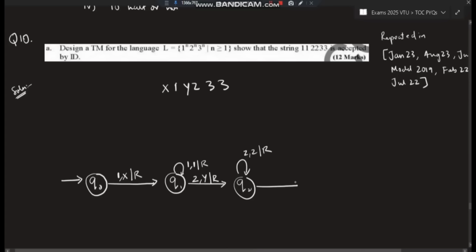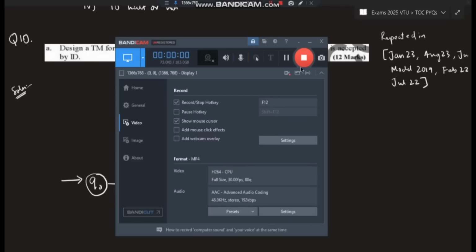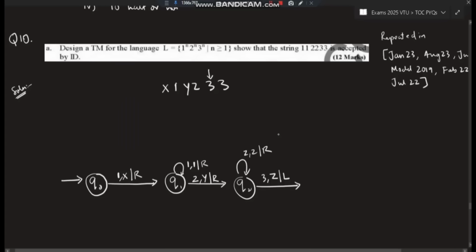Now when I am in 3, if I encounter 3, I'll make it as z and move to the left. I'll not move to the right. You got the point? I'll move to the left. There is a reason for that, and I'll explain why I'm moving to the left. I'll be moving to the left from here after marking it as Z. Don't confuse, this is 2; I'll write 2 like this.